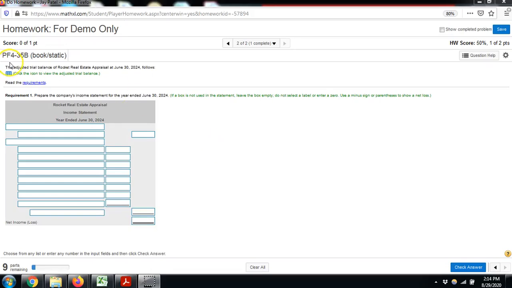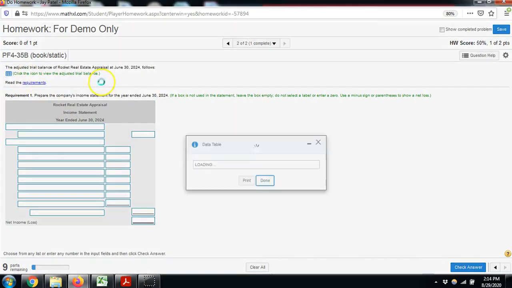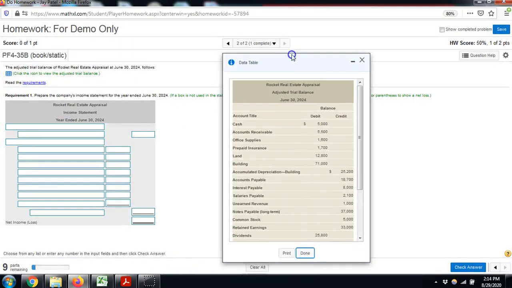In this example, we're going to do PF4-35B. Basically, we are going to prepare the financial statements for this business and then do the closing entries and the post-closing trial balance and end with that. So let's start with this first part, prepare the company's income statement for the end of the year. To do that, we're going to need the adjusted trial balance.